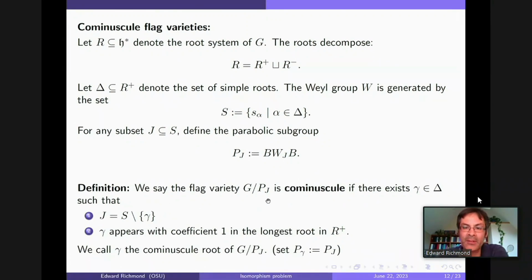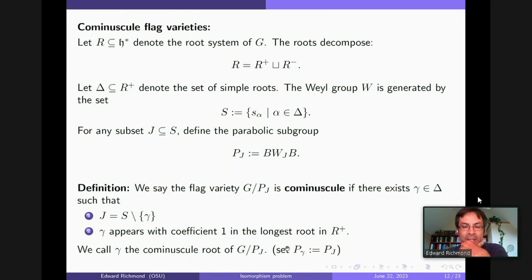And we're going to say a flag variety is co-minuscule if there exists a simple root gamma such that the following two things happen. First, J has to be maximal proper. That J has to comprise everything of S except this single root. And this distinguished root gamma appears with coefficient 1 in the longest root of the positive roots. And we're going to call gamma the co-minuscule root of the flag variety. And we're going to index P by this root.